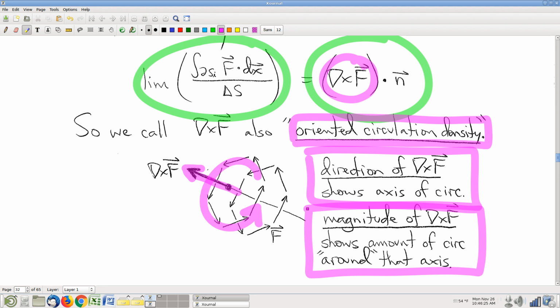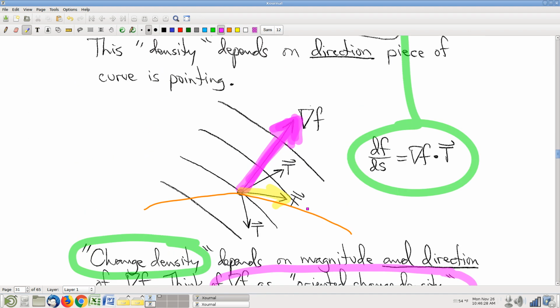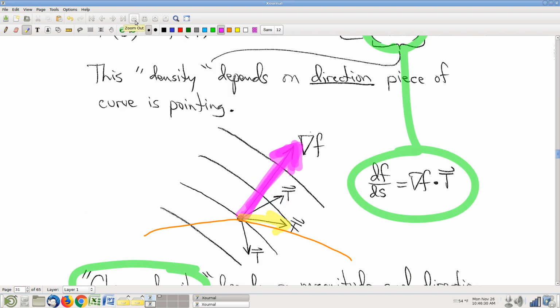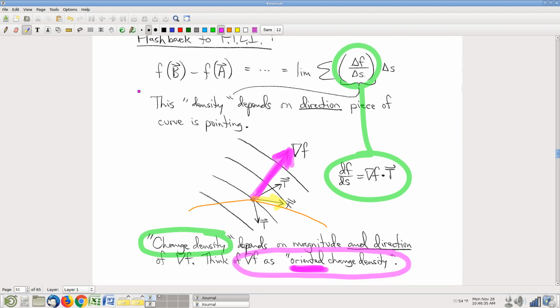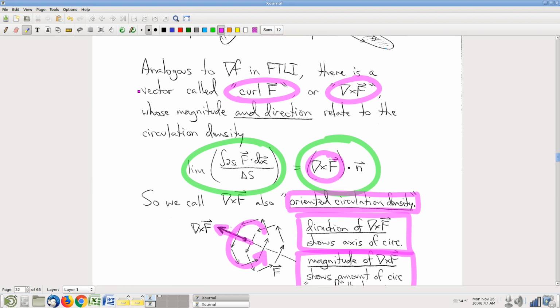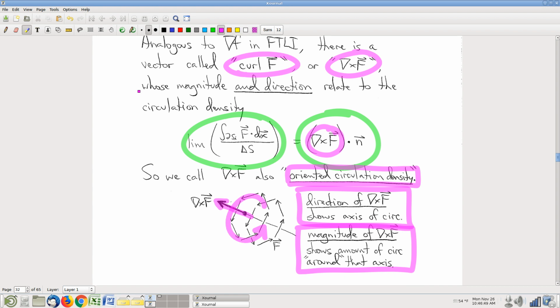I want to encourage y'all to spend some time thinking about this comparison. I think this is a really useful comparison. Think about how gradient plays a role in the fundamental theorem of line integrals as a tool for helping you compute change density. It's not change density itself. Along those same lines, curl on its own is not circulation density. It is a tool for computing circulation density. It's an oriented circulation density.